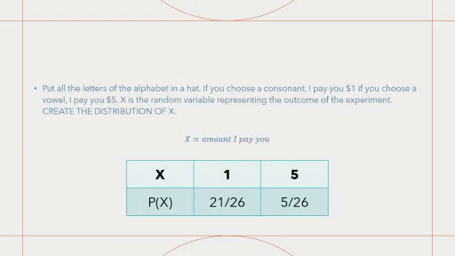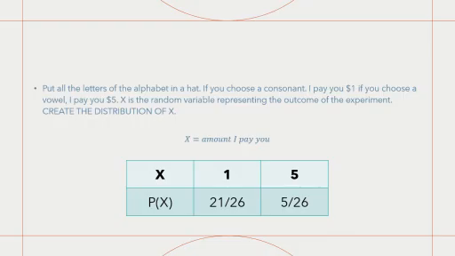So let's do an example of if we pick a letter from the alphabet out of a hat. If you choose a consonant, I will pay you $1. If you choose a vowel, then I pay you $5. Question is, basically, what does the distribution look like? Well, X is the numbers, and it's either a 1 or a 5. That's how much I pay you. So I either pay you $1 or I pay you $5.